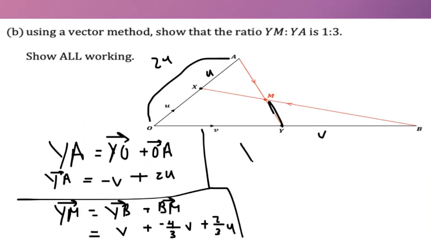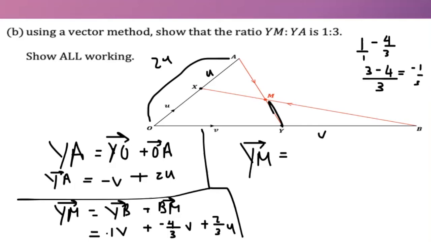So simplifying YM, this is like 1. So what we have is 1 minus 4 over 3. So this is 1 over 1. So the LCM is 3. So 1 into 3 goes 3 times. So 3 times 1 is 3. Minus 3 into 3 goes 1 time. 1 times 4 is 4. So this is going to be 3 minus 4. That's negative 1/3. So therefore, 1v minus 4 over 3v, that's negative 1/3 v plus 2 over 3 u.